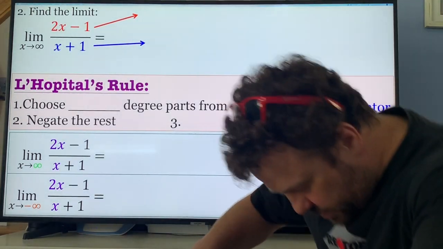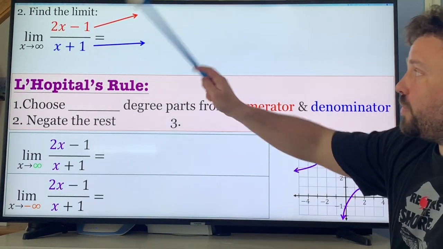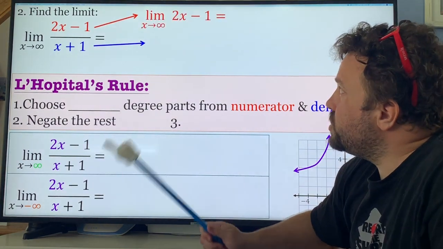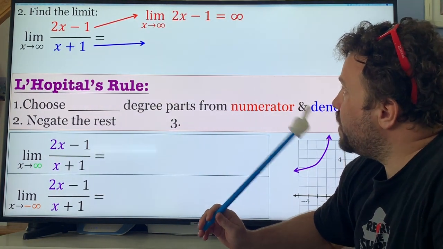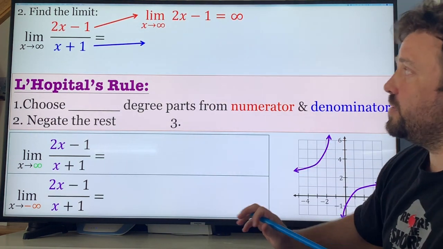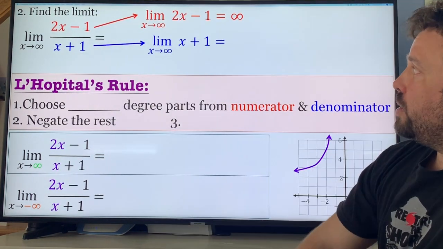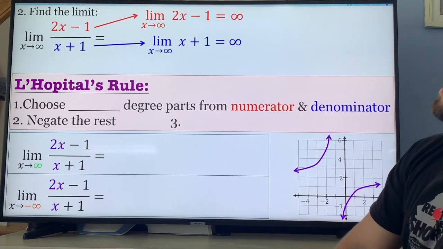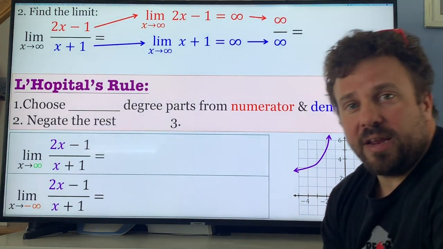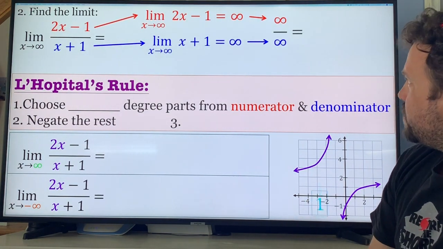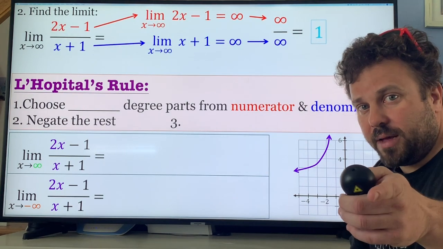All right. You should have got the answer. Now problem number 2, the way this works is, if I plug infinity into the top, 2 times infinity minus 1 is infinity, right? 2 times infinity is infinity. Infinity minus any number is infinity. Limit of x plus 1. What's the answer there? That's also infinity. So did you get infinity over infinity as an answer? So what would you think? The answer is probably 1, right? Is that what you got?